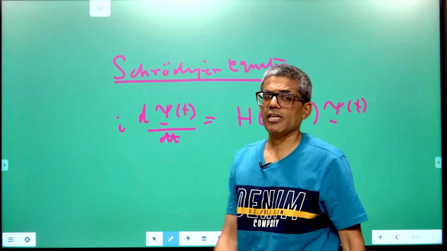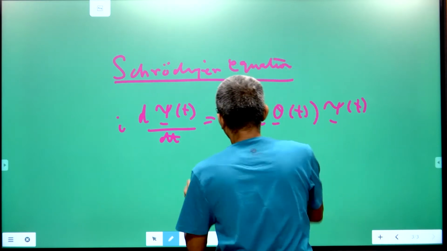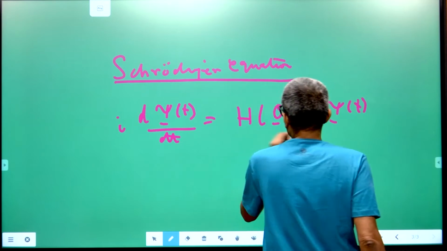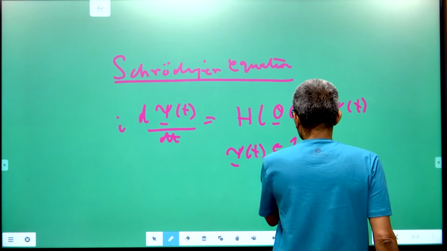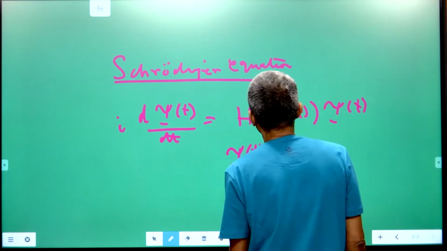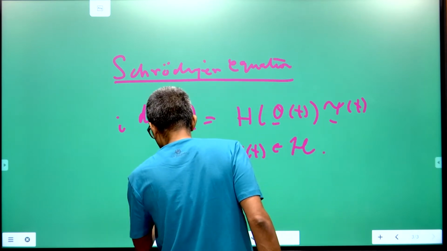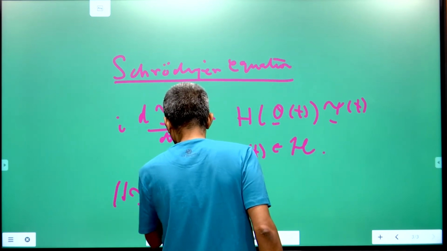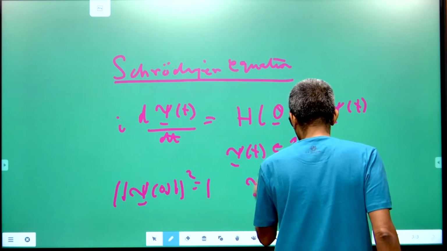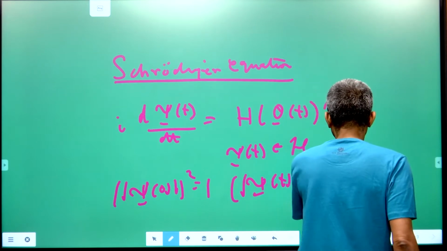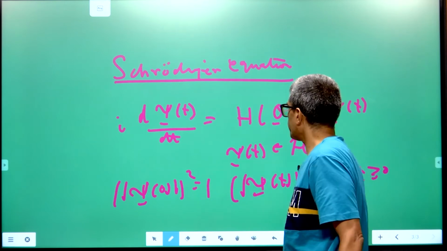So, this Hamiltonian is a self-adjoint operator in a Hilbert space. If you solve this equation, psi t takes values in a Hilbert space, and H is a Hermitian or self-adjoint operator on the Hilbert space. So, it naturally generates a wave function: if at time 0 it was normalized to 1, then psi at all times t will be normalized to 1 for every t greater than or equal to 0. That is because of the nature of the evolution, which is governed by a self-adjoint operator.